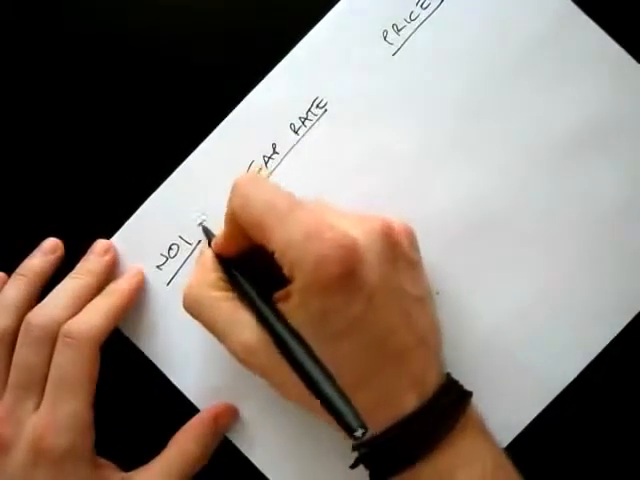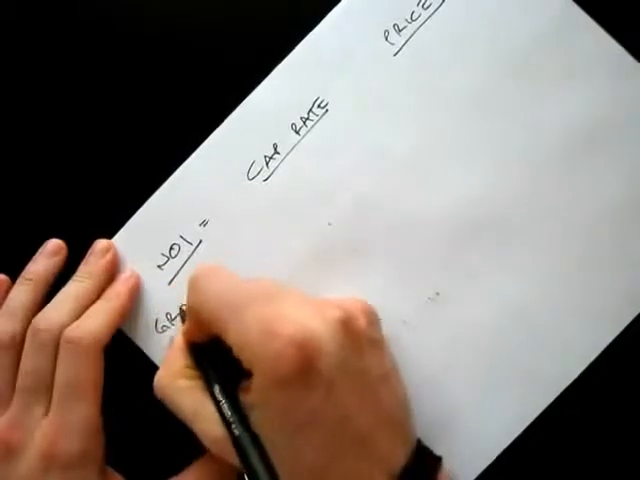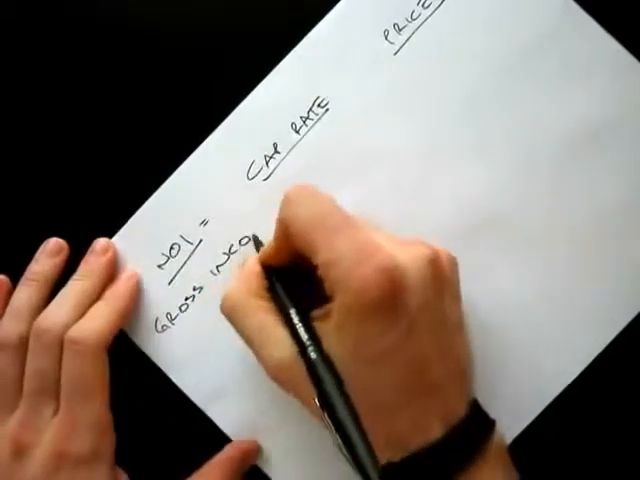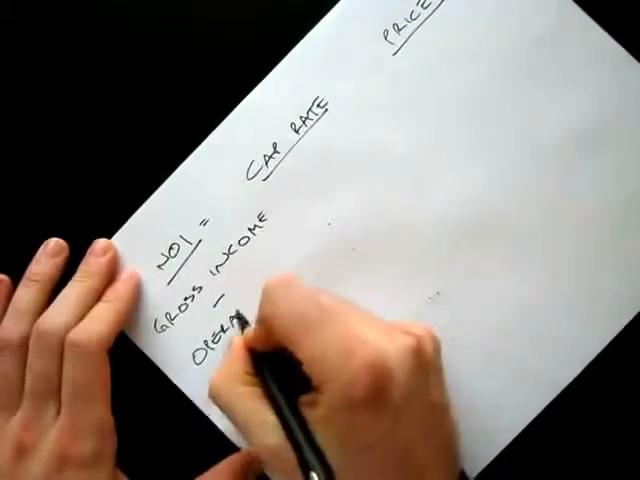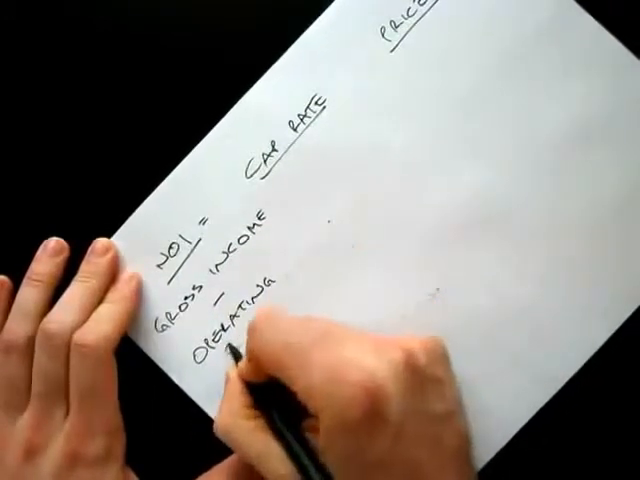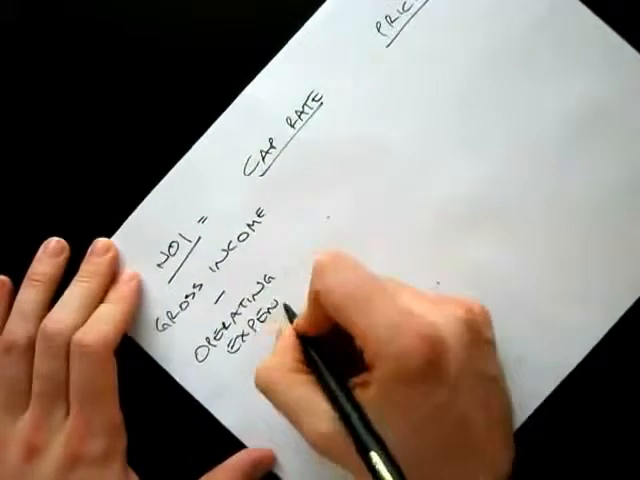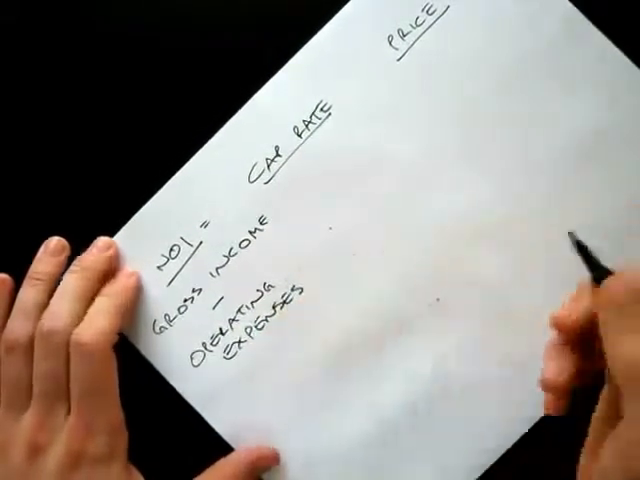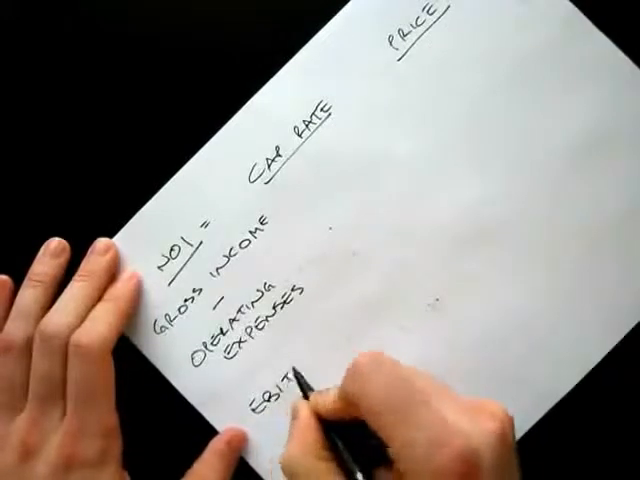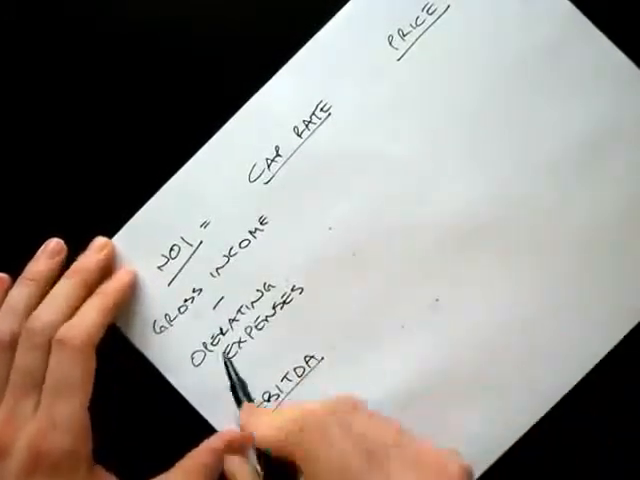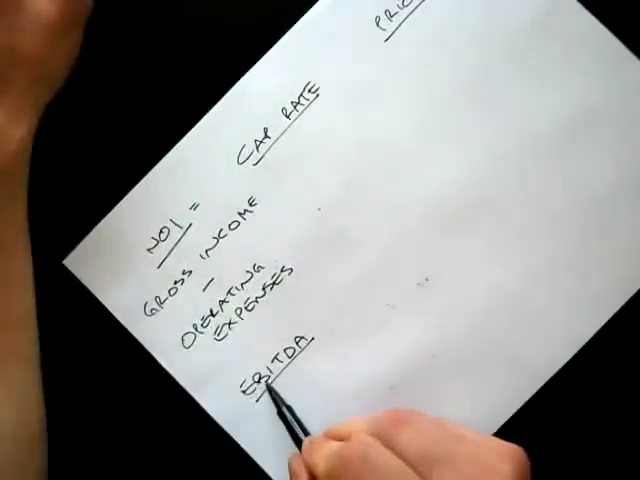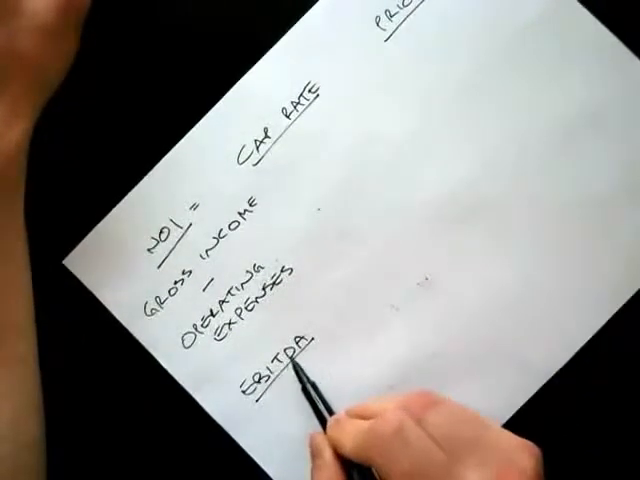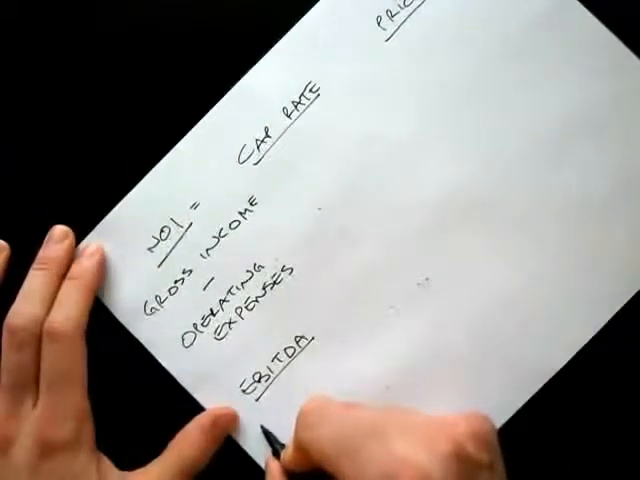So the NOI equals gross income minus operating expenses. If you are in business, you may have heard the acronym EBITDA. EBITDA and NOI are pretty much the same thing. What EBITDA means is earnings before interest, taxes, depreciation, and amortization. All those things, let's go ahead and write those down.